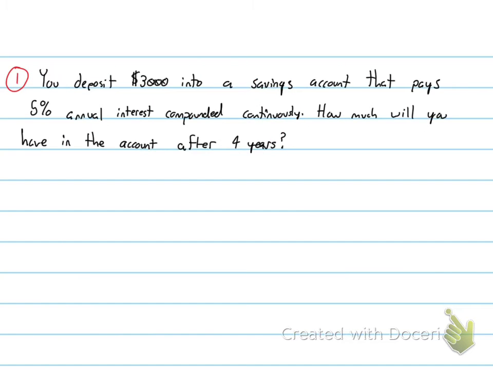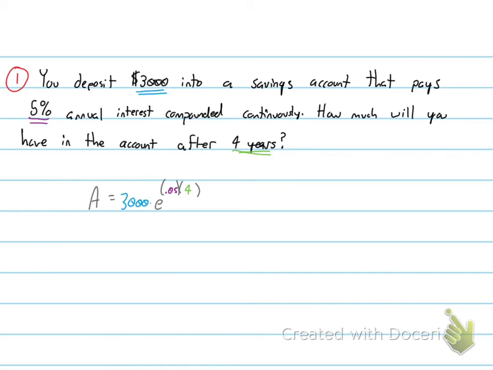Let's look at one example here. Let's say you deposit $3,000 into a savings account that pays 5% annual interest compounded continuously. How much will you have in that account after 4 years? I use my function and plug in everything where it should go. My starting amount is $3,000, so that's what I put in for P, my principal. I'm earning 5%, so I write 0.05. And I want to know how much I'll have after 4 years, so I plug in 4 for t.